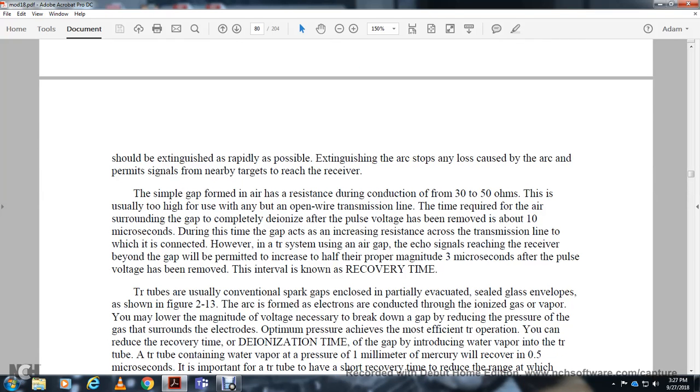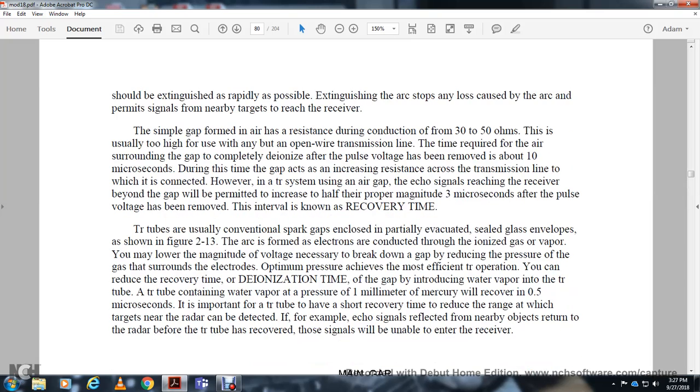A simple gap formed by air has a resistance of 30 to 50 ohms during the arc condition, but this is usually high for the ending of an open wire transmission line. The time required for the air surrounding the gap to completely deionize after the pulse voltage has been removed may be about 10 microseconds. The time required for the gap to permit an echo signal of half the proper magnitude, about 3 microseconds after the pulse voltage has been removed, is known as the recovery time.